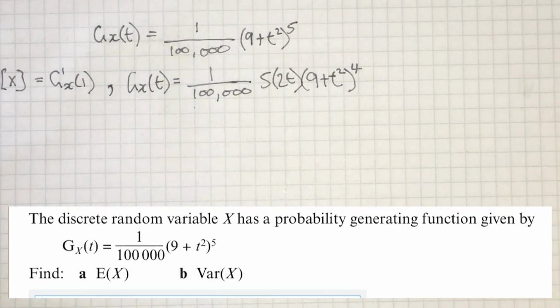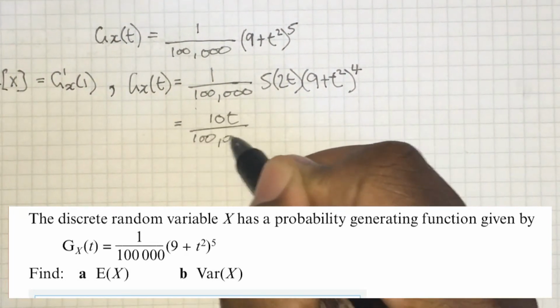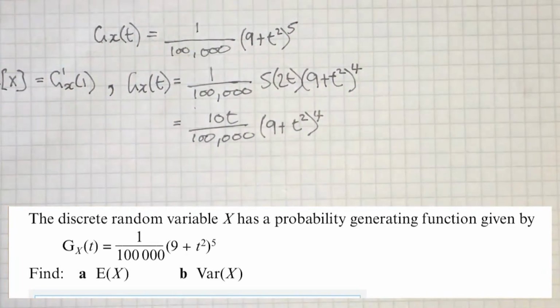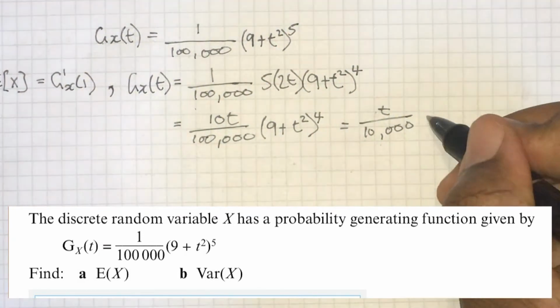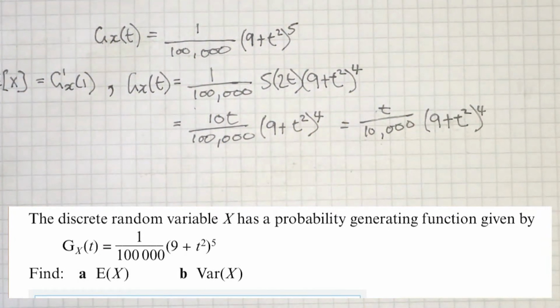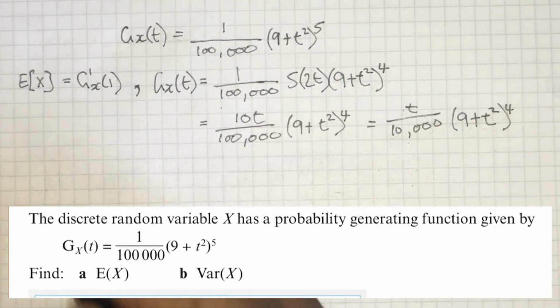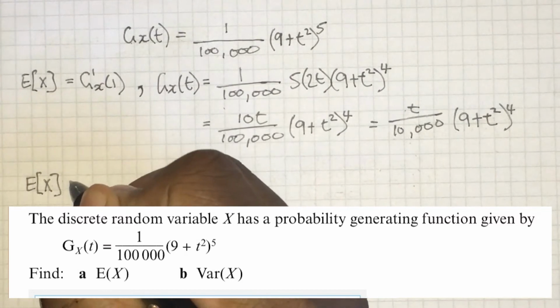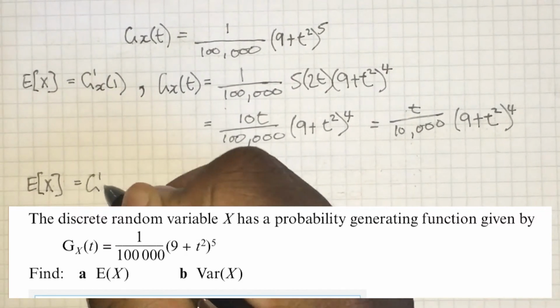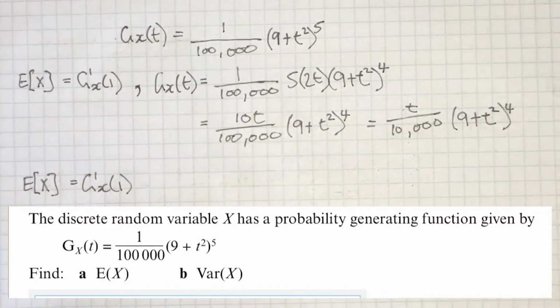Okay, let's do a little bit of tidying up. Let's see if we can make that a little bit neater. So I've got 10t over the 100,000. That can cancel out. And then we've got our bracket here. Okay, now that I found an expression for the derivative, I know that I should just substitute 1, and that will actually give me the expectation.